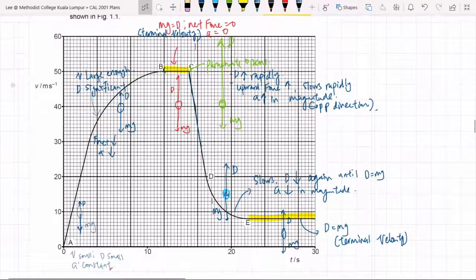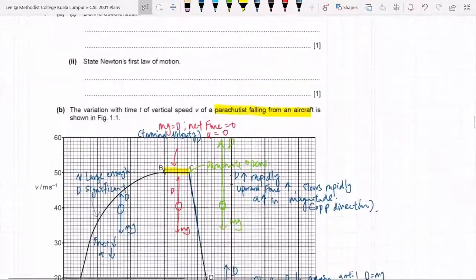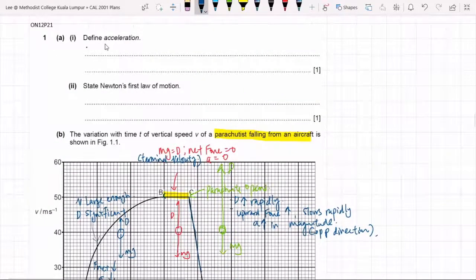I kind of don't want to die. So we'll maintain at BC first. And then after that, it will drop. Okay, it's going to drop very fast because when you open the parachute, drag force becomes very big. So your speed will begin to decrease again. So your speed will decrease until your drag force decreases together and you reach terminal velocity.